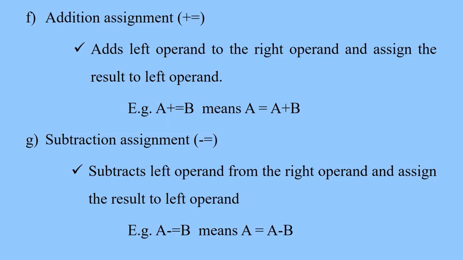So if you have A subtraction assignment B, it means get the content of the memory location called A. Subtract from it the content of the memory location called B. The result you get, assign it back to the left operand, which is A. I hope you have understood how we read statements that have certain operators, whether subtraction assignment operator, addition assignment operator, or any other expression that contains mostly an assignment operator.